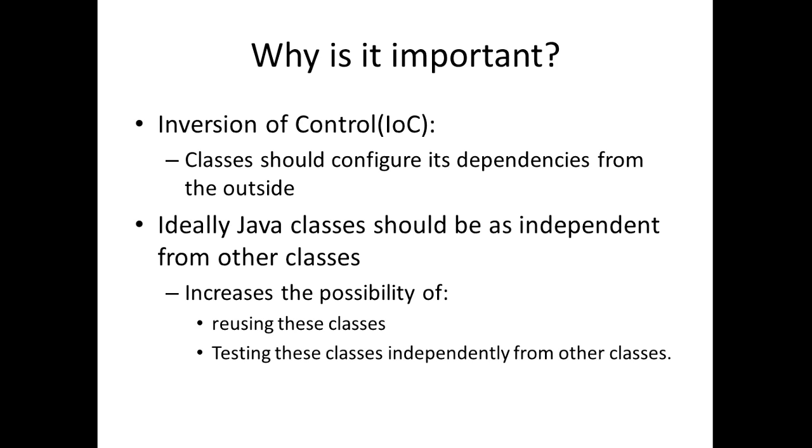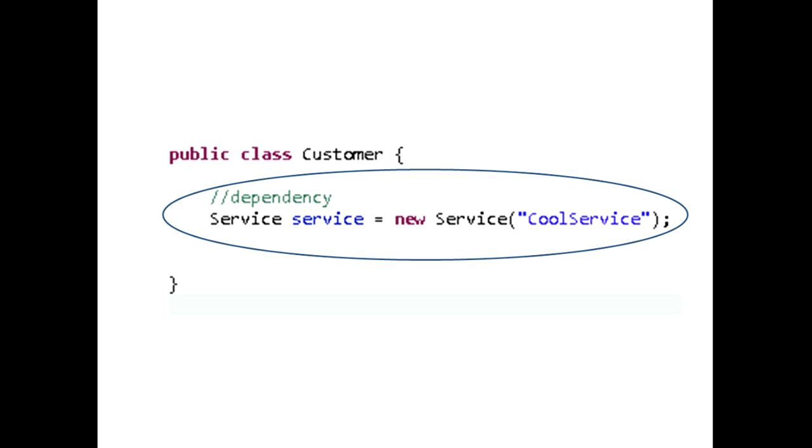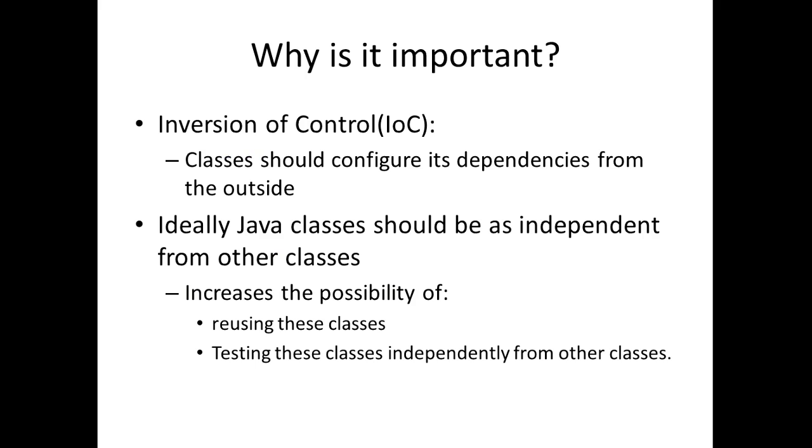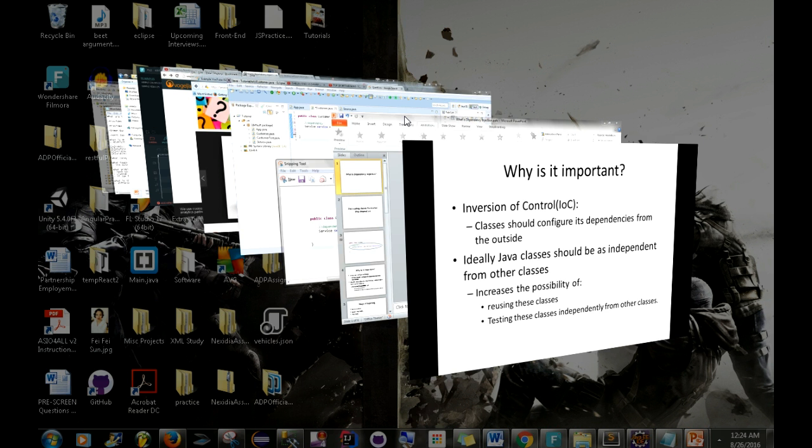Now, another reason why dependency injection is important is because ideally Java classes should be as independent as possible. Okay? Now, the reason that these classes should be as independent as possible is because it increases the possibility of reusing the classes as well as testing the classes independently from other classes. Now, what I'm going to do now is actually show you how to incorporate dependency injection based on this customer class that I have. So I'm going to go to Eclipse right now.